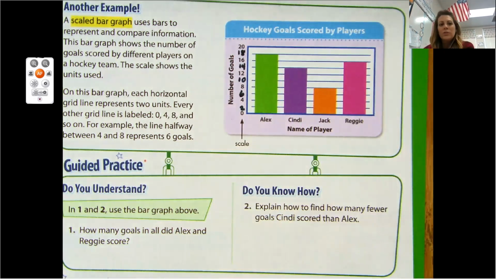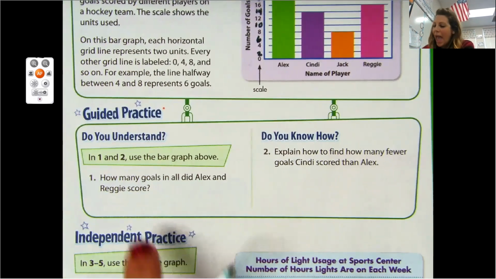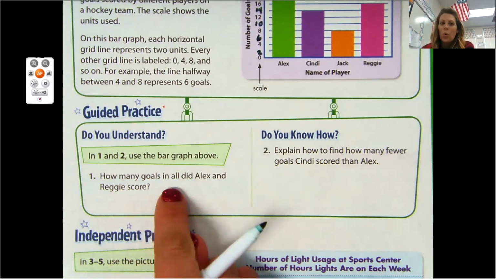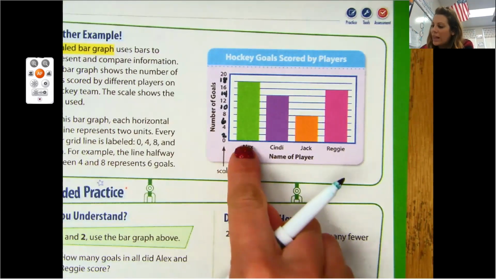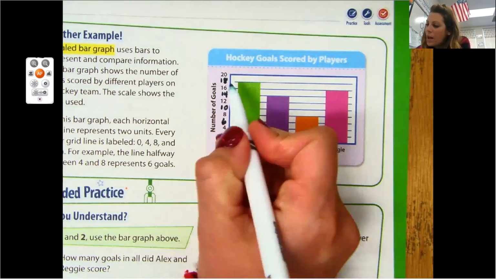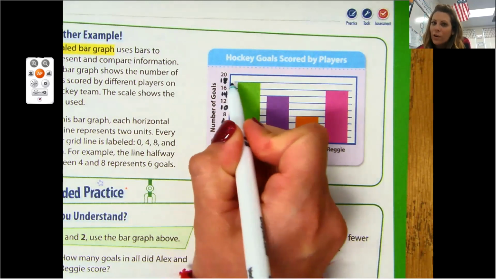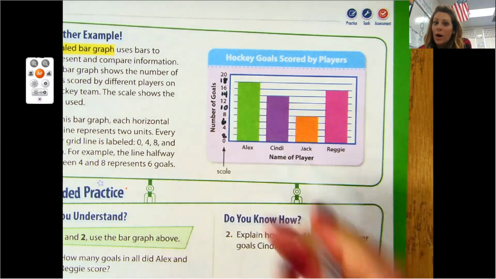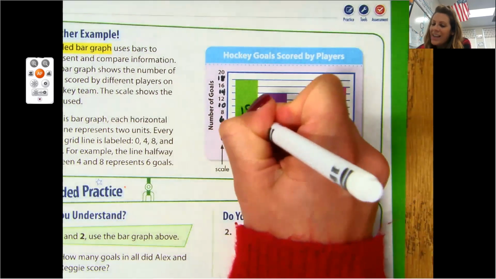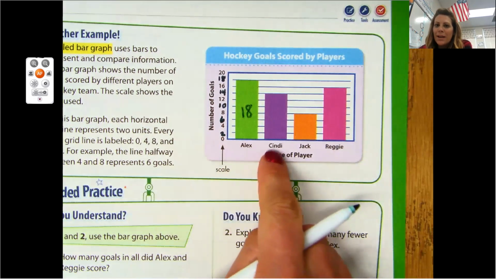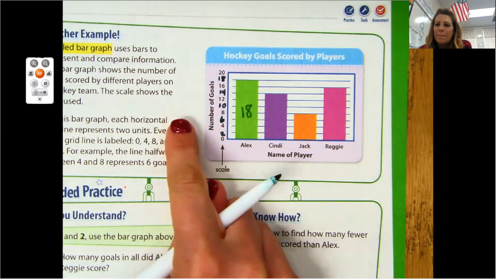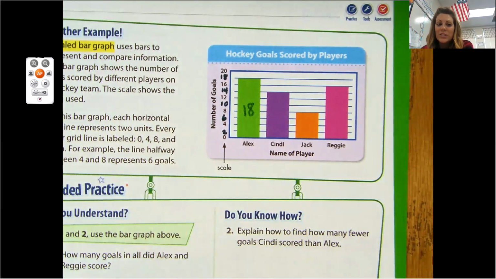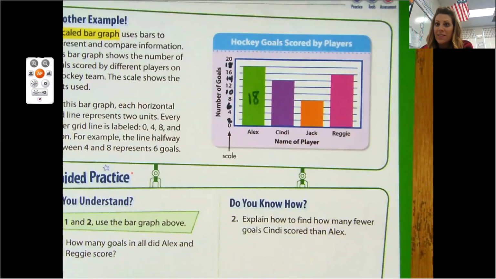Okay, so let's go ahead and look at our bar graph. How many goals in all did Alex and Reggie score? All right, so we need to look at Alex. If we go all the way up and follow that line over, it is right above the 16, which we already labeled what? 18. I always like to look at my graph and number and write it in before I answer the questions. So let's look at who was the next one? Reggie, and then we'll do the rest.